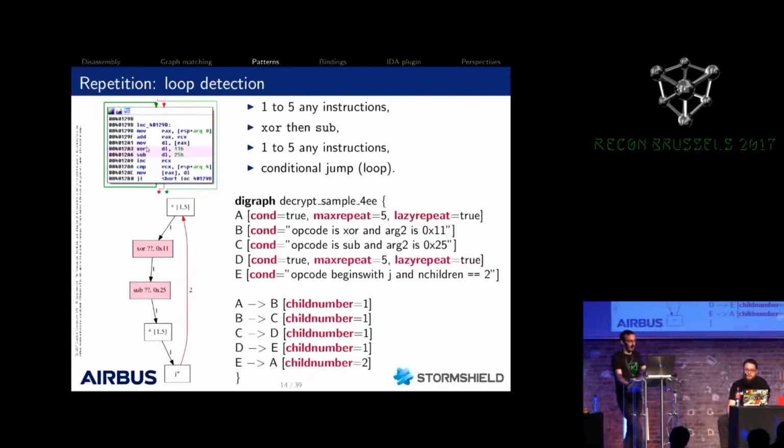So for this node A, it will match move, add, move. Then here it will stop because the next condition on B is fulfilled, because we have a XOR. Then B will match XOR, C will match sub, D will match again many instructions, so inc, compare, move. And it will stop on the last one because it says that it wants the instruction to begin with J and to have 2 children, so that's the case with the conditional jump here.